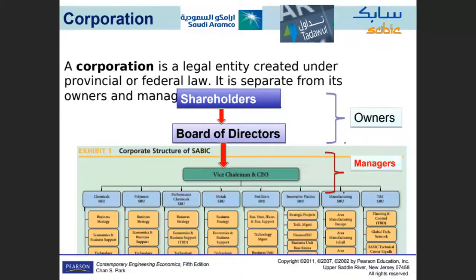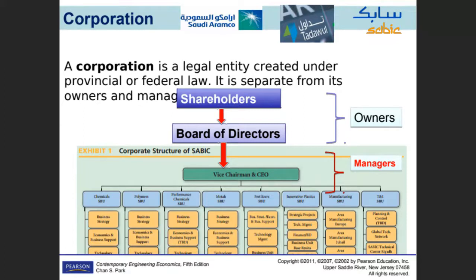A corporation is a legal entity. Legal entity means SABIC can make an agreement. Remember, if there is an agreement between SABIC and some other organization, let's say SABIC and Ma'aden, both can form an agreement. That agreement is between two organizations. They have their own legal entity.